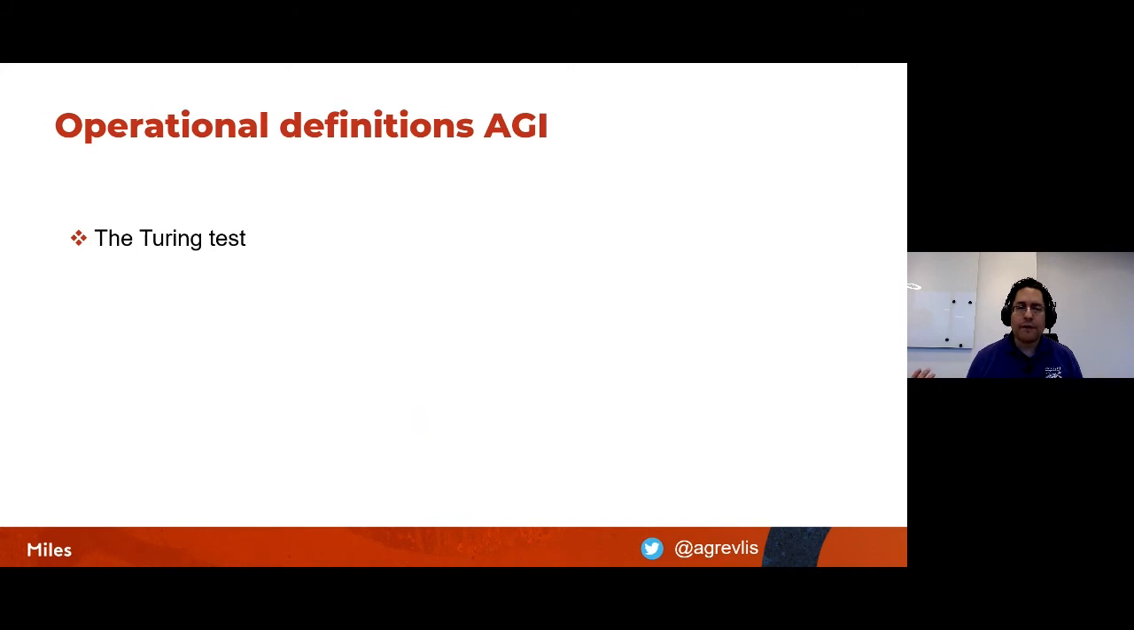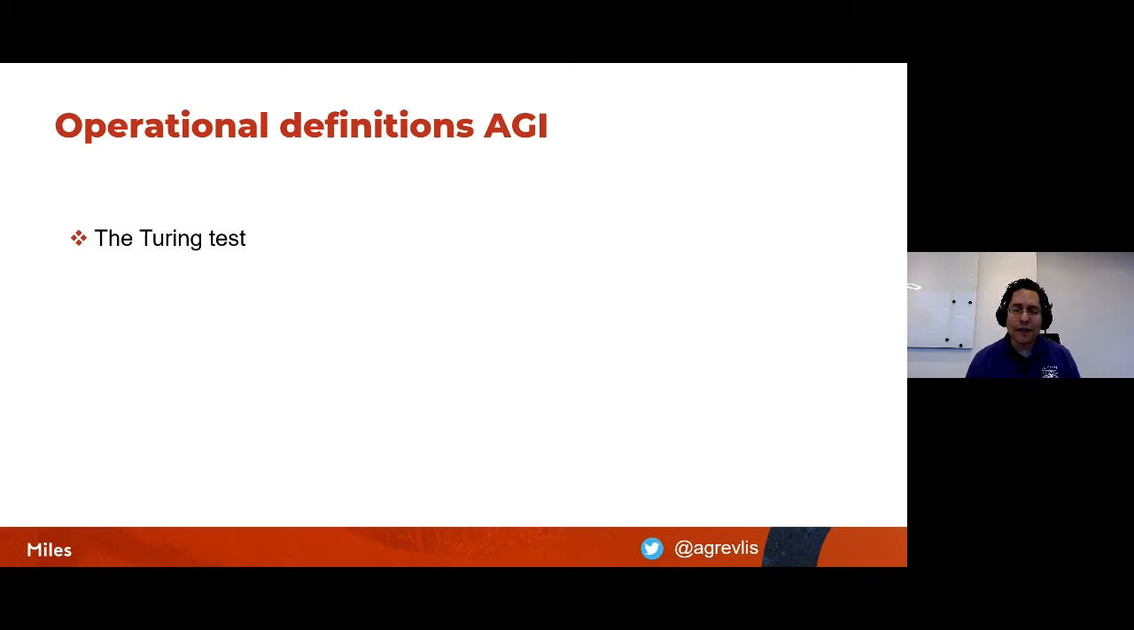But how do we know when we reach this AGI, artificial general intelligence? So there are some operational definitions that I will describe to you. The first one is called the Turing test. It was first described in 1950 by Alan Turing, and it has many different types of interpretation. But the one that I'm going to take is from the 1990s. It's called the Loebner Prize competition.